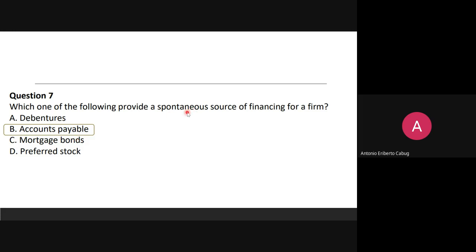Hindi kailangan sadyain, automatic, nagkakaroon ng accounts payable. Hindi nyo kailangan mangutang ng diretsahan. Pagbigay sa inyo ng inventory, huwag nyo lang munang bayaran. At syempre, yun naman yung usapan, no? Kaya nga on account. Okay? So it automatically happens in the normal course of business. That's why it's called a spontaneous source. For 7, the correct answer is B.